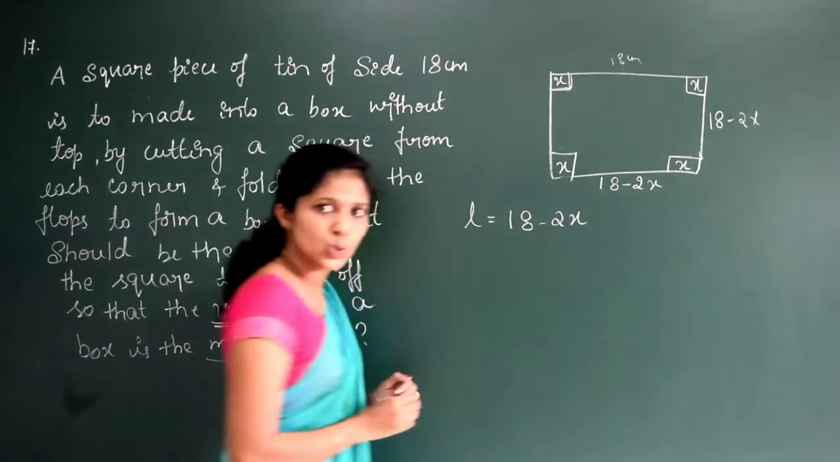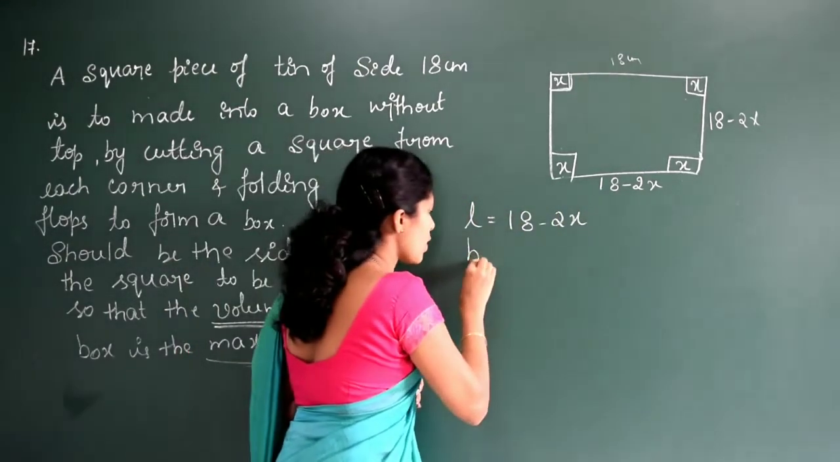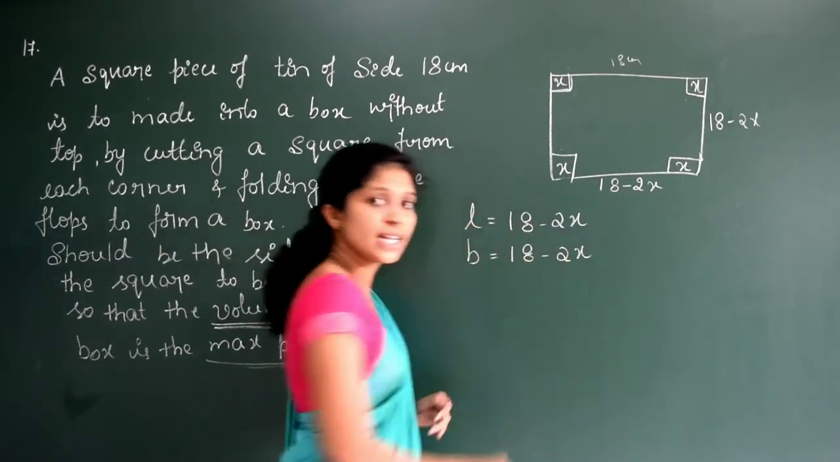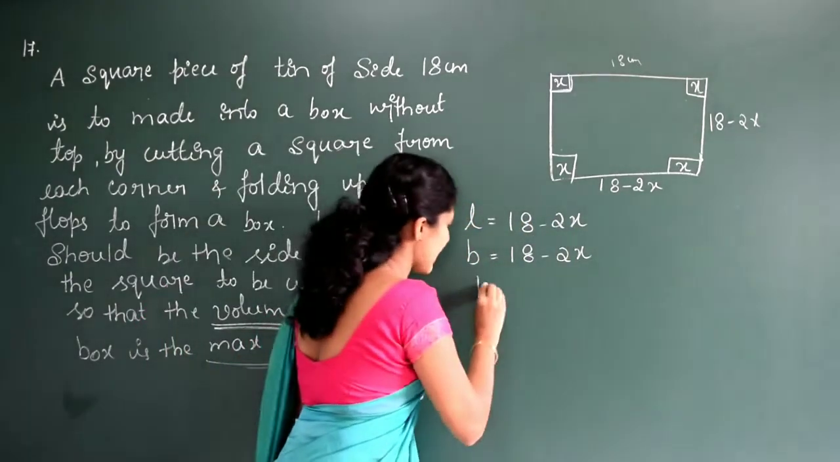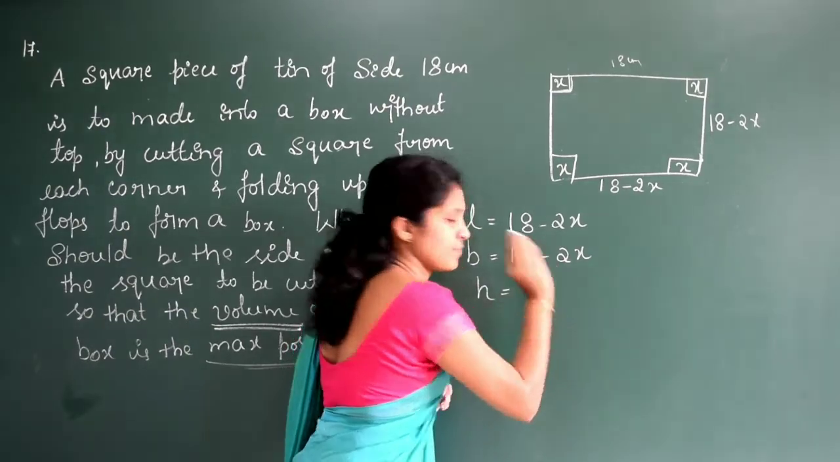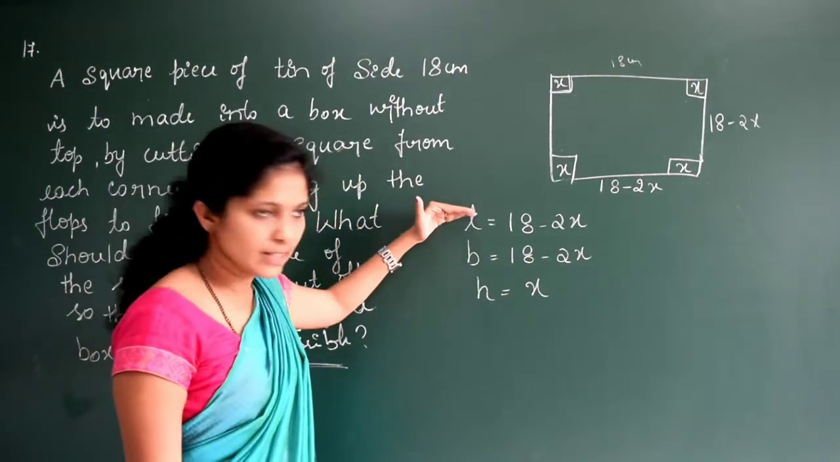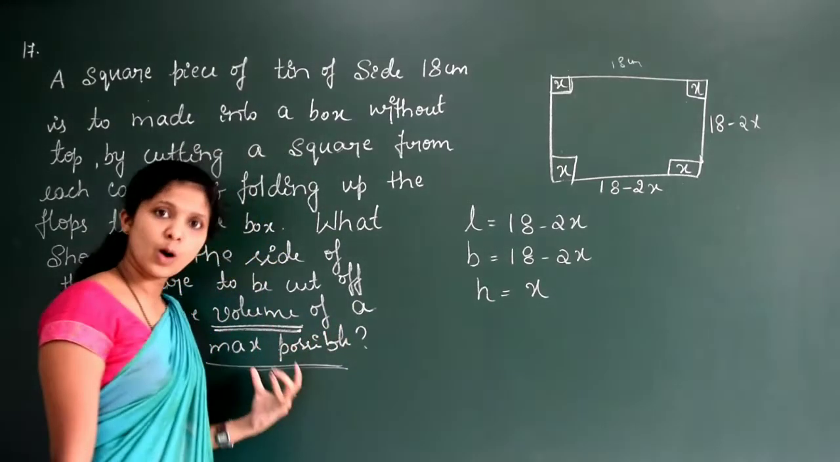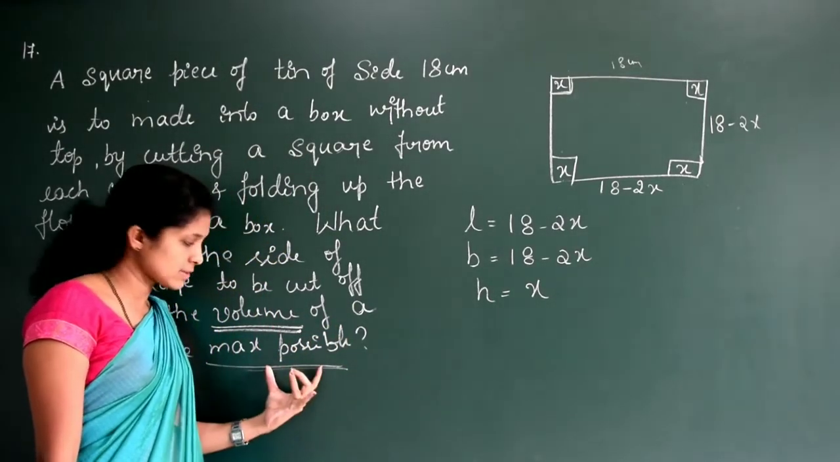And so by this we can write length of a box is 18 minus 2x and breadth of a box is also 18 minus 2x, and we consider the height of the box as h is equal to x. Is it clear? We have considered length, breadth and height. Now we have to prove volume of a box should be maximum. It should be maximum possible, right?